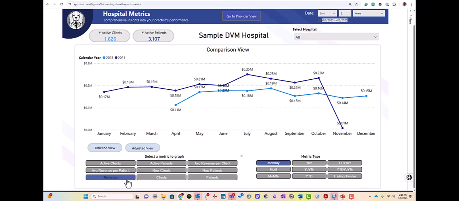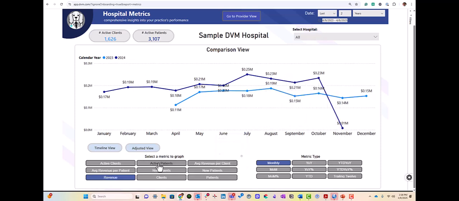So now we're looking at any of these categories however we want to look at it over time. Right now we're looking at PIMS revenue monthly. The dark blue is 24, light blue is 23. So we can see, okay, PIMS revenue for this practice in 24 was mostly over the 23 revenue, which is good, except for here in October and November it started to fall.